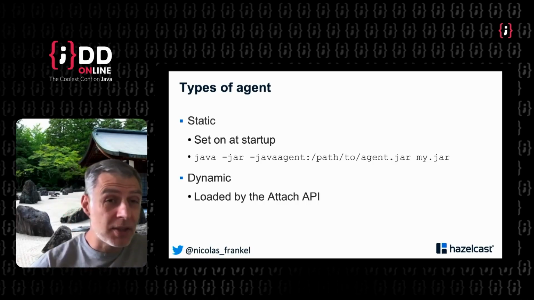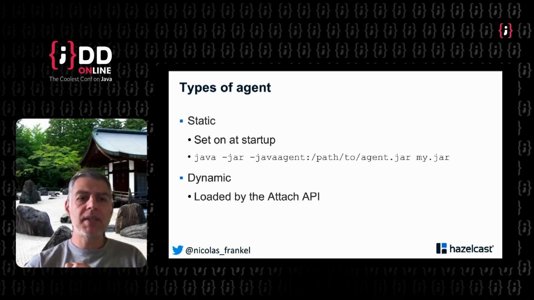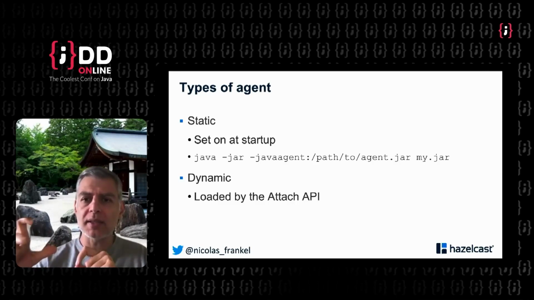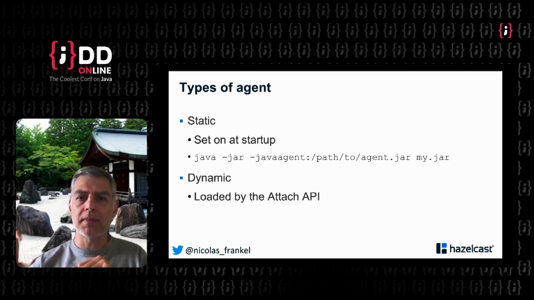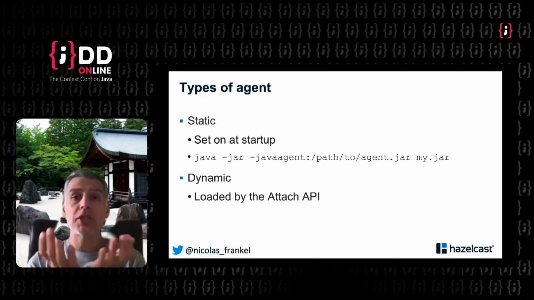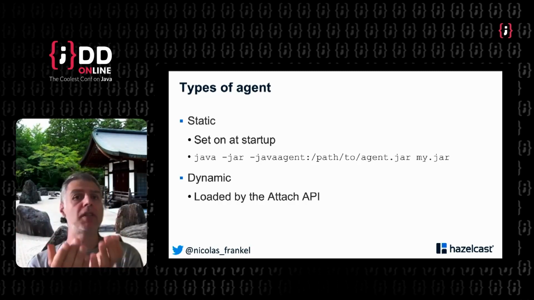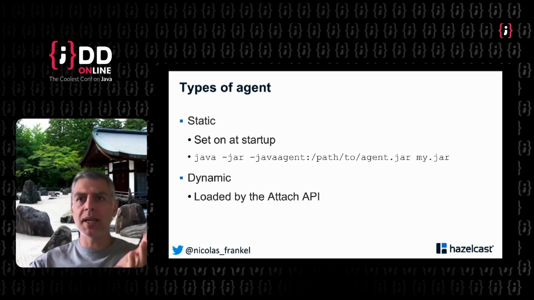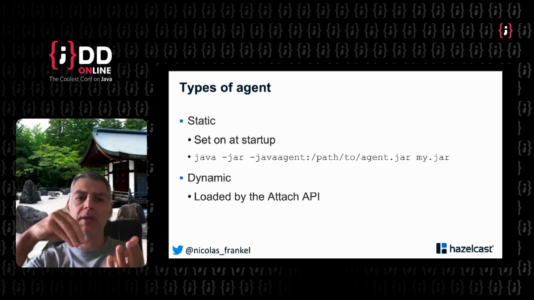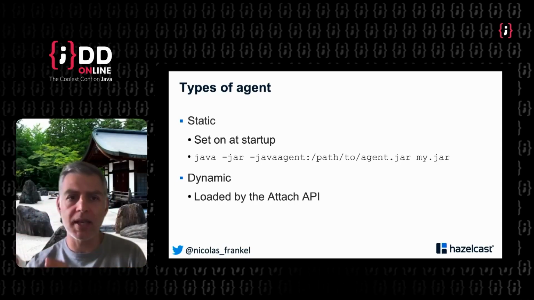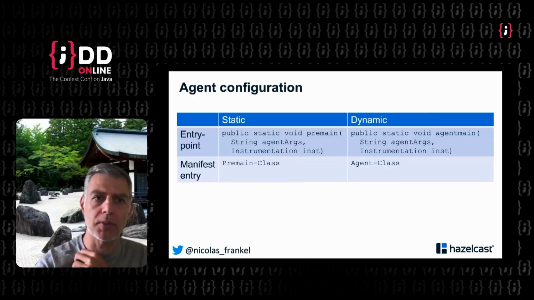But actually, there is another type of agent. There is a type of agent that you don't need to set at startup time. So basically, you have a production JVM running, it's not running in debug mode, it's running normally. And then you can attach another agent to this running JVM. And this is the scope of the Attach API that I will show afterwards.